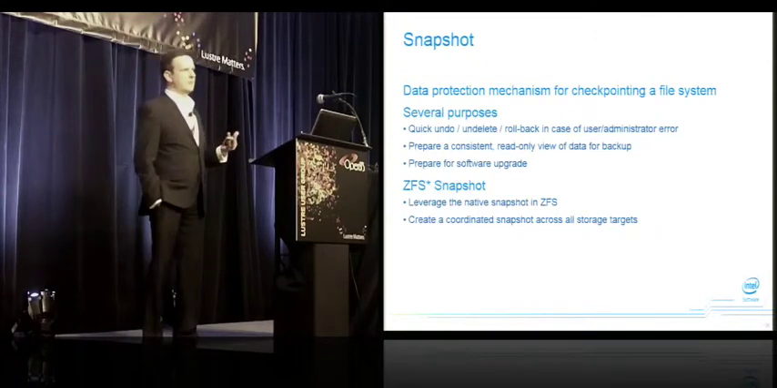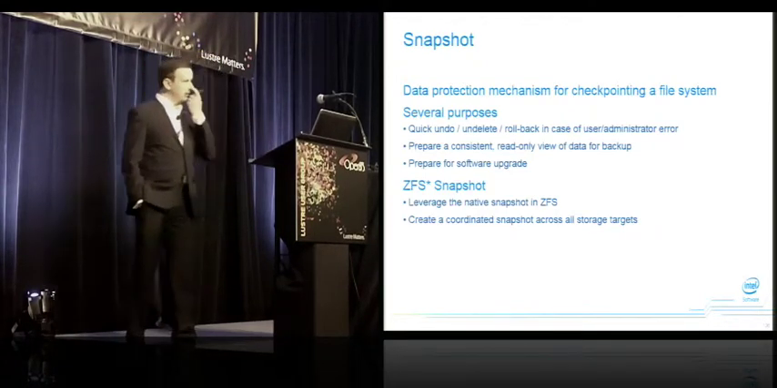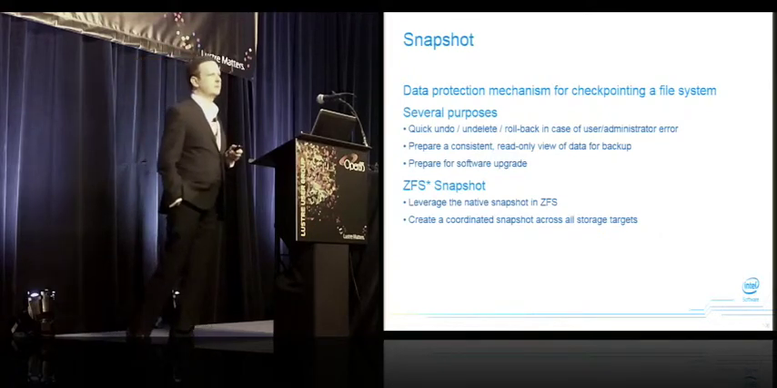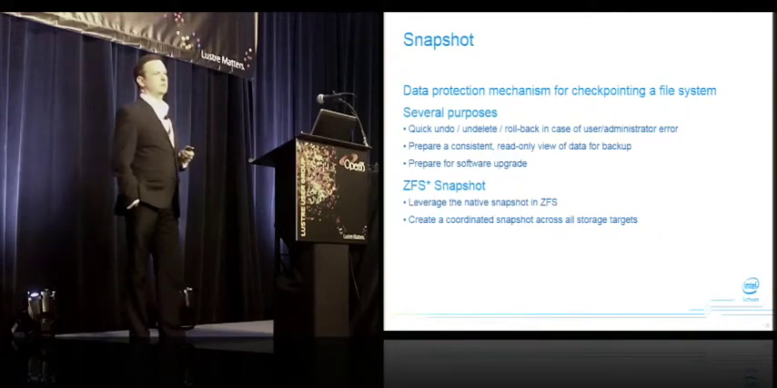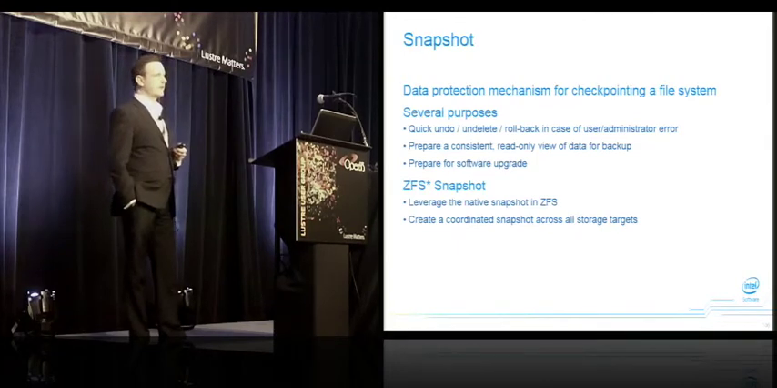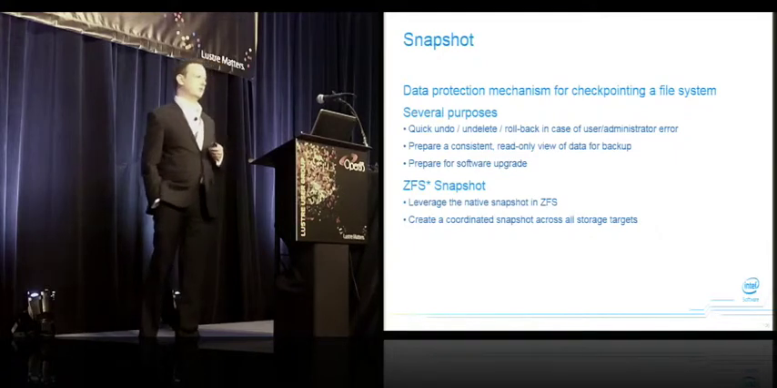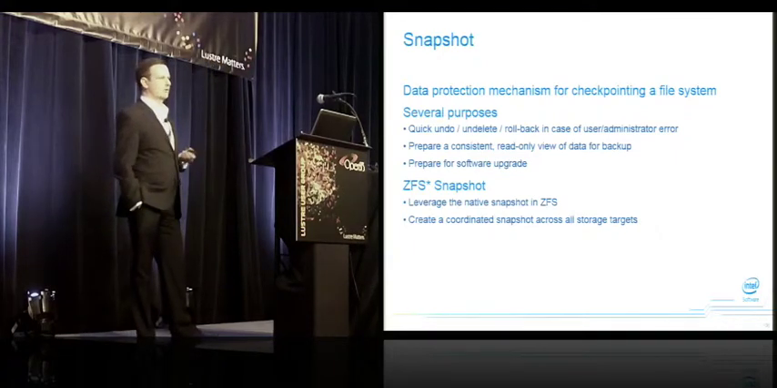ZFS has this feature. We reckon that we can exploit this feature in Lustre to create a consistent snapshot across the file system, and then mount that as a separate volume. And this is very helpful for your kind of layer 8 problems, quick undos, and rollbacks in case you've lost some data.